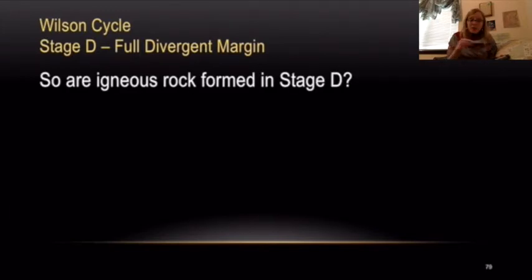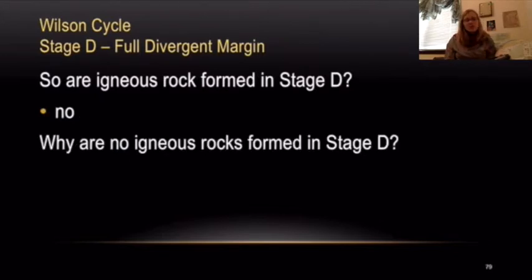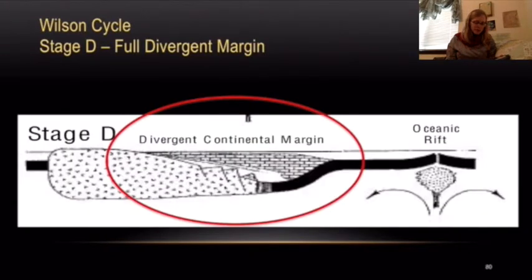Are igneous rocks formed in stage D? We have igneous rocks there, but are new igneous rocks being made in stage D? No. Why are no igneous rocks being formed in stage D? I'm sure you've got it. There is no heat being added in stage D, so we can't melt any rocks here, therefore we're not going to get any new igneous rocks. Very simple.